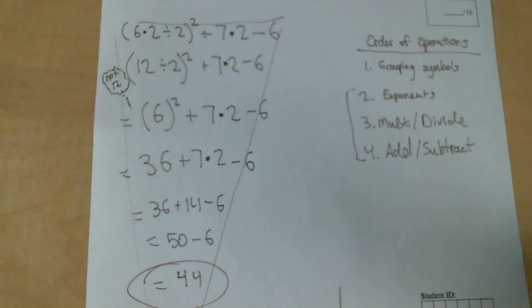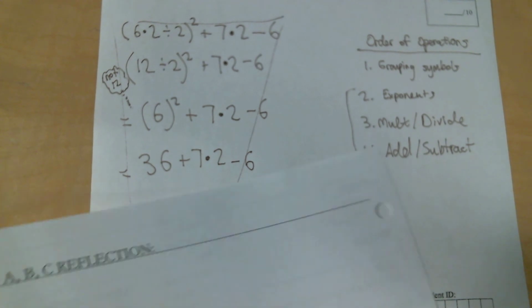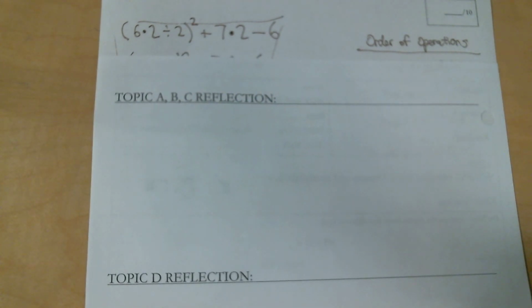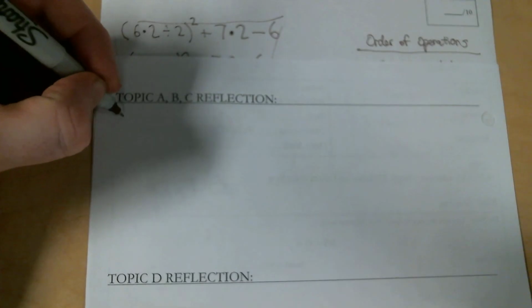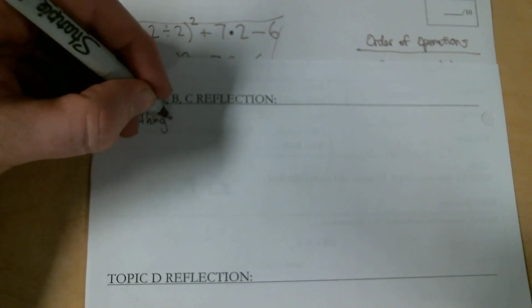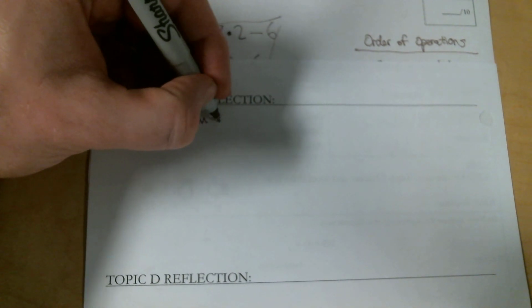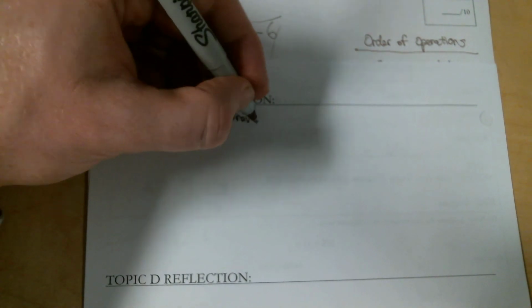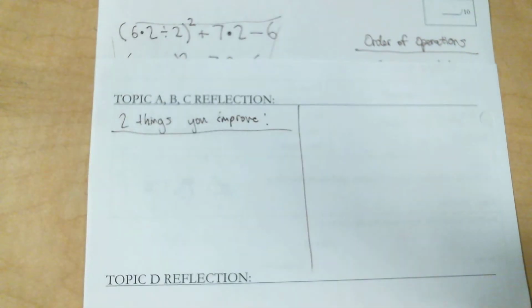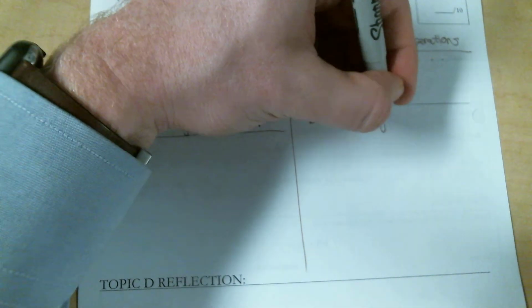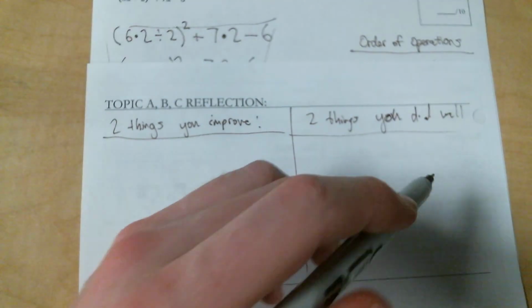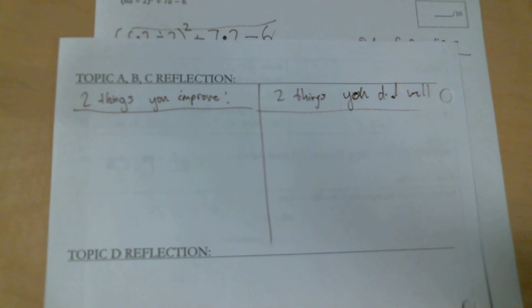All right, so now that we're done, just like we've done on some of our other stuff today, go back to your topic A, B, C reflection. I want to see 2 things you did well and 2 things you can improve on in your knowledge so you can be ready for the mid-module. Wow, it's been a long day. You did well. So 2 things you can improve, 2 things you did well, make them complete sentences, and good luck on your mid-module assessment next Monday.